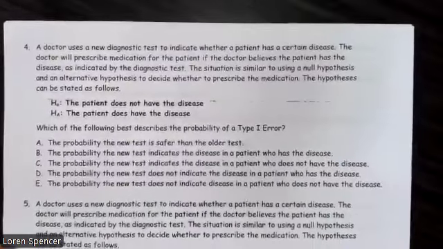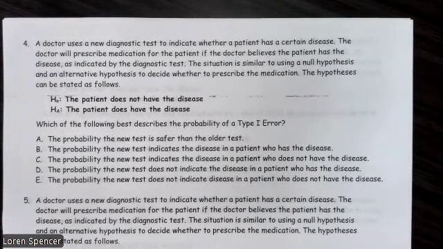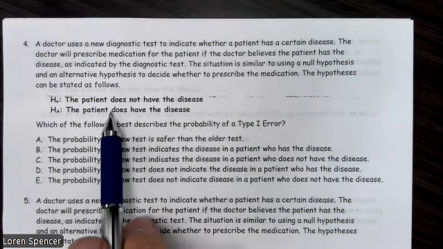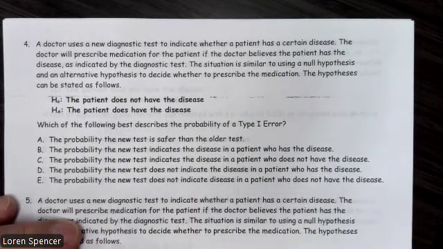A doctor uses a new diagnostic test to indicate whether a patient has a certain disease. The doctor will prescribe a medication for the patient if the doctor believes the patient has a disease as indicated by the test. The situation is similar to using a null hypothesis as an alternative. So here it is. The patient does not have a disease. The patient does have a disease. What is the probability of a type 1 error?